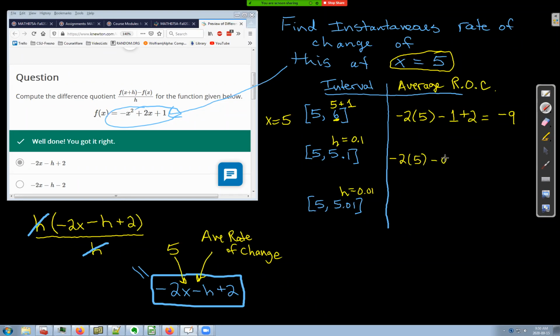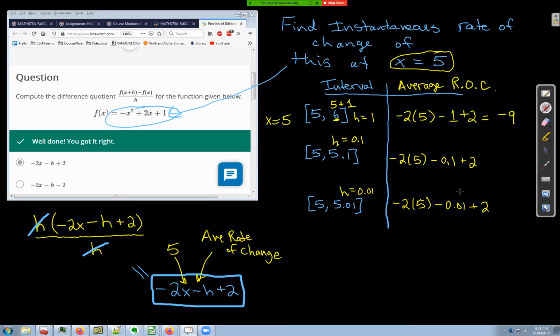minus 0.1 this time plus 2. And the reason I'm subtracting 0.1 this time was because up here, the h was equal to 1 because 6 is 5 plus 1. But here, the h is 0.1. So in this formula, instead of h, I put 0.1. And in this one, it's going to be the same thing, -2 times 5 minus 0.01 plus 2. And so you can do that really fast.